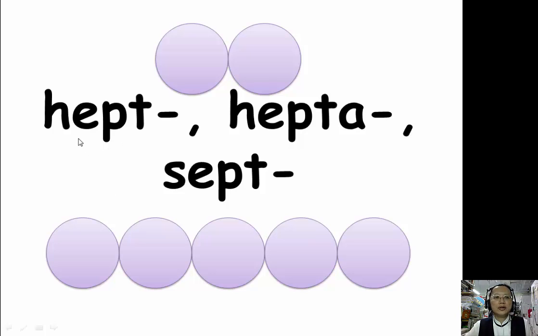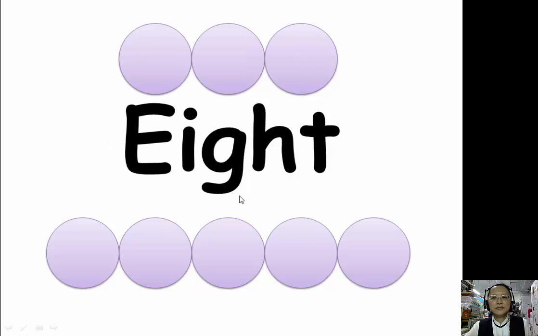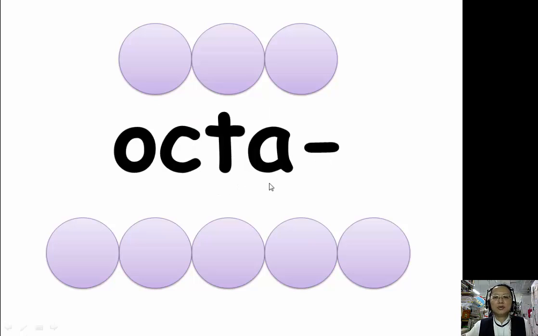So let's review what we learned for 7. To write 7 in professional prefix, we use hept, H-E-P-T, hepta, H-E-P-T-A, and sept, S-E-P-T. How to say 8 in professional prefix? We have only one prefix, octa, O-C-T-A.